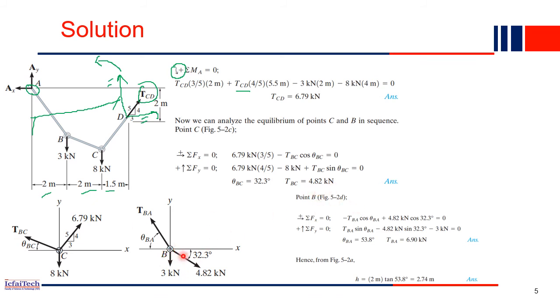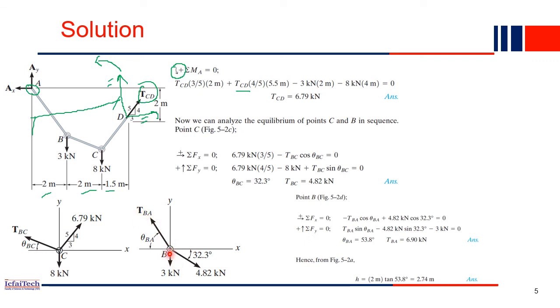So this is joint B. 4.82 is acting this side, and the 3 kilonewton external force is acting downward, and this angle we just computed, 32.3 degrees. Here we have two unknowns: TBA, the member force of this cable, and its angle, theta BA. Same as before, we apply summation of all horizontal forces equal to 0 and summation of all vertical forces equal to 0. Let's quickly do both equations.